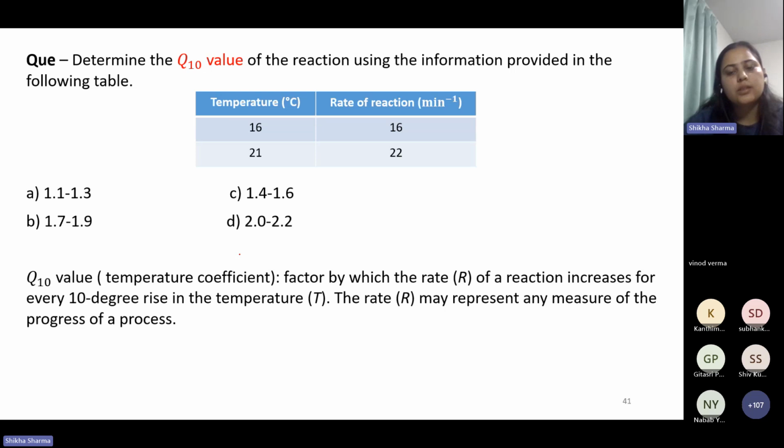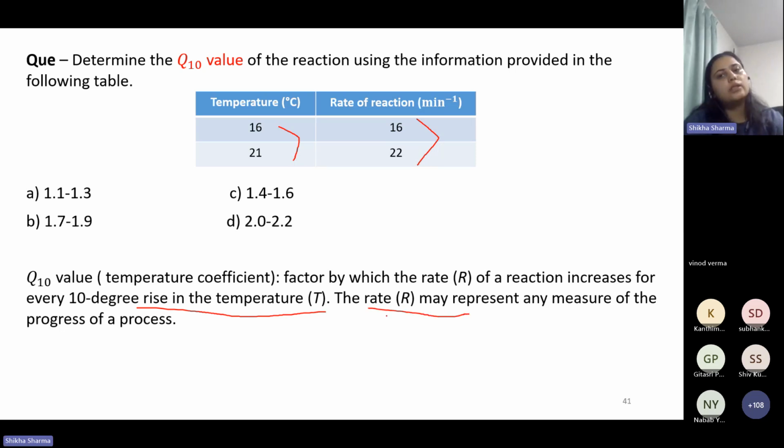Okay. So next question is on the Q10 value, which we all food technologists are very much aware of. So Q10 value of any reaction is given, and the temperature, like Q10 value we need to calculate. There are two temperatures, and the rate of the reactions is also given. As we know, Q10 value is the temperature coefficient, which tells about the factor by which the rate of the reaction increases when there is a 10-degree rise in the temperature.